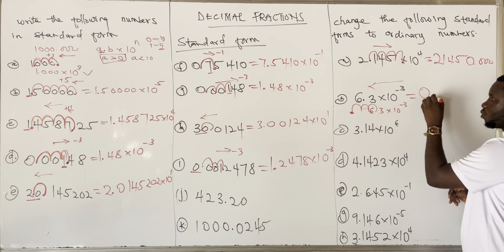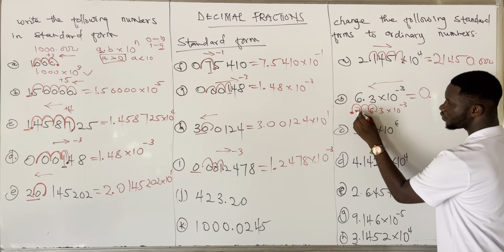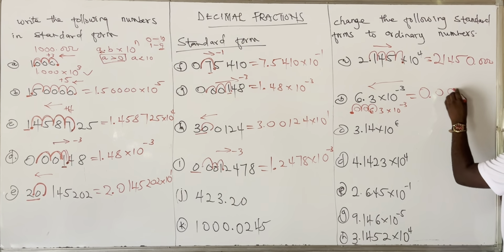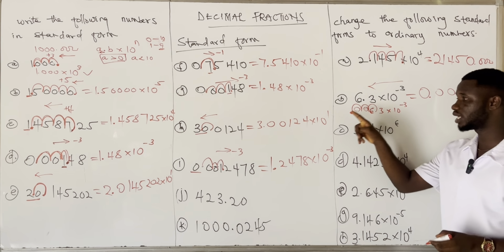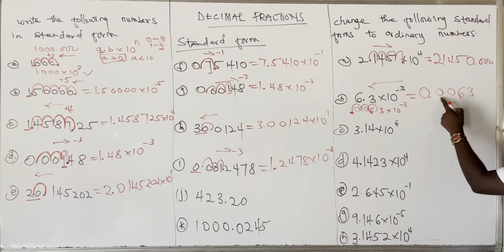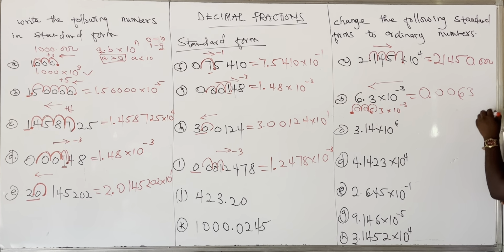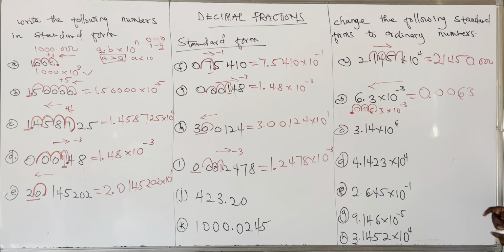The first space over here, we are going to write 0 over there. So you write 0 point. Then you fill the empty spaces over here with zeros. 1, 2. So we have 0, 0, 6, and what? 3. We have moved the point from this side to this point, so you do not bring it here again. So 0.0063. That is it. We've been able to write this in the ordinary form.